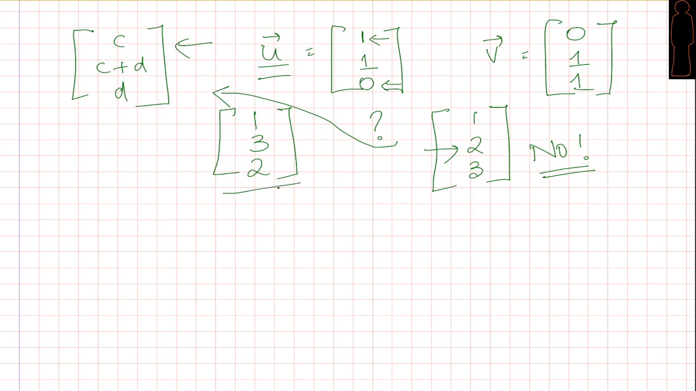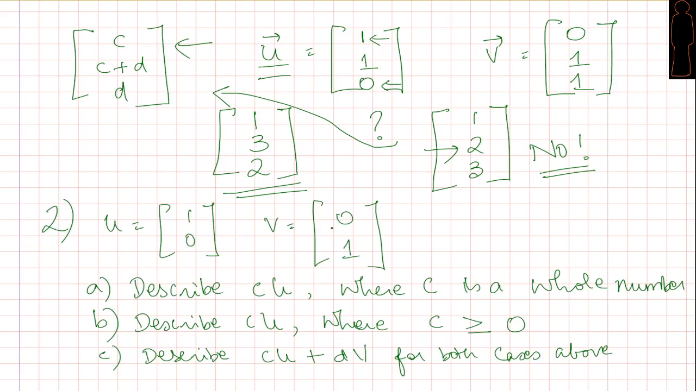And here is an example of a vector that lies on the plane described by the linear combination of u and v. So that is our first problem. So let me move to the next one. So here is our next problem.